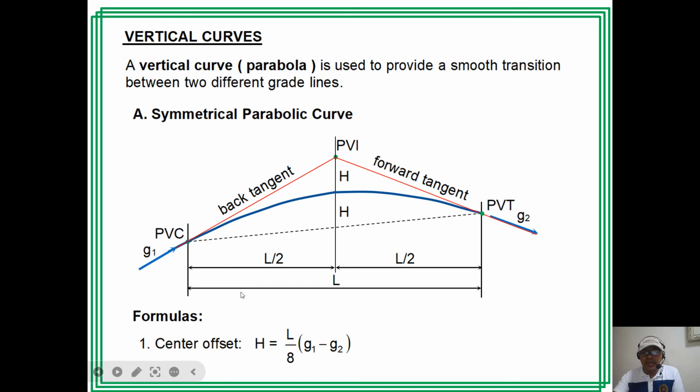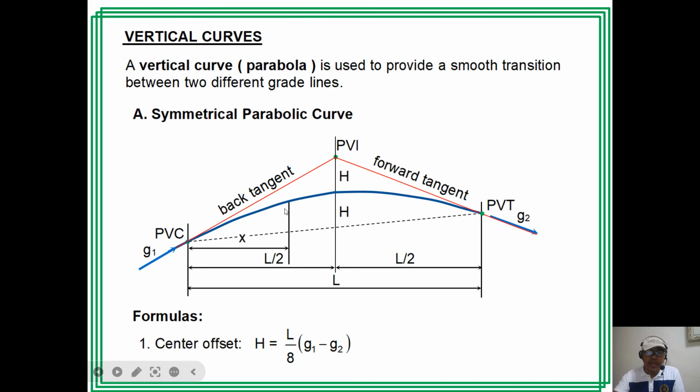So this is when G1 is positive and G2 is negative. Or we can have also L over 8 times G2 minus G1 in the case of a sag curve. By the way, we call this a summit curve. So the other one, when we have negative G1 and positive G2, we call it a sag curve.